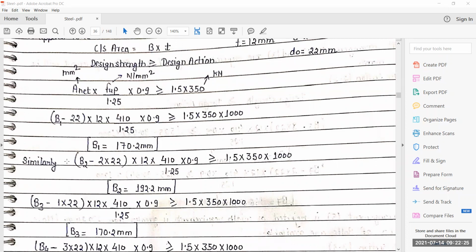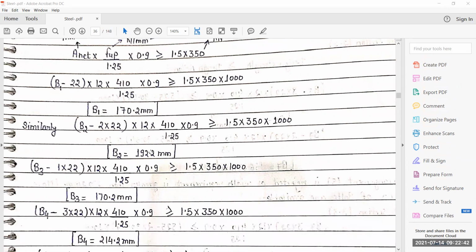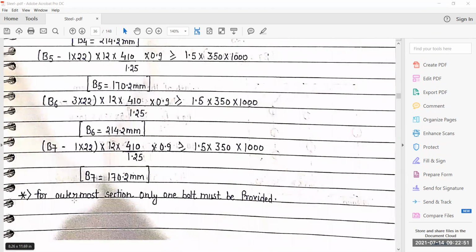Similarly, arrange the same for B2. Suppose first is B1 and the same is B2, into 2 into 22, into 12 into 410 upon 1.25 into 0.9 is greater than 1.5 into 350 into 1000. For B2 we get the result 192.2. And similarly B3. Okay, B1, B2, and B3. The same for B3, B4, B5, B6, B7.